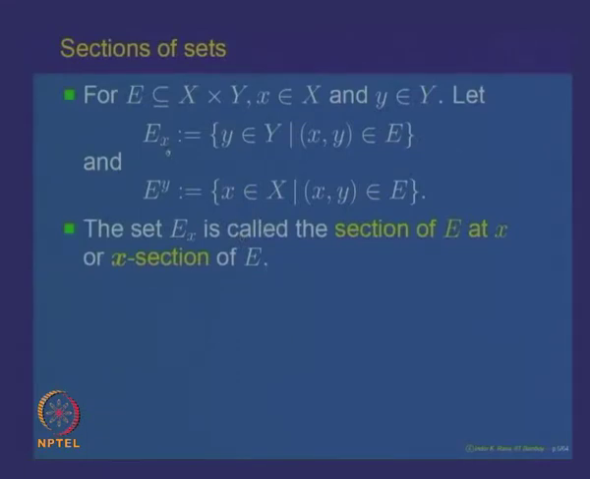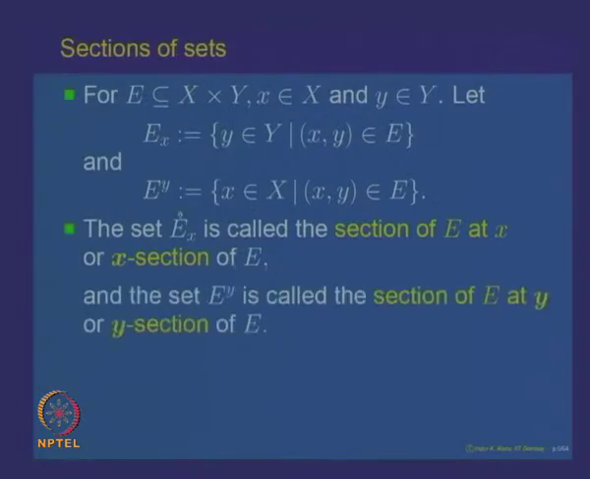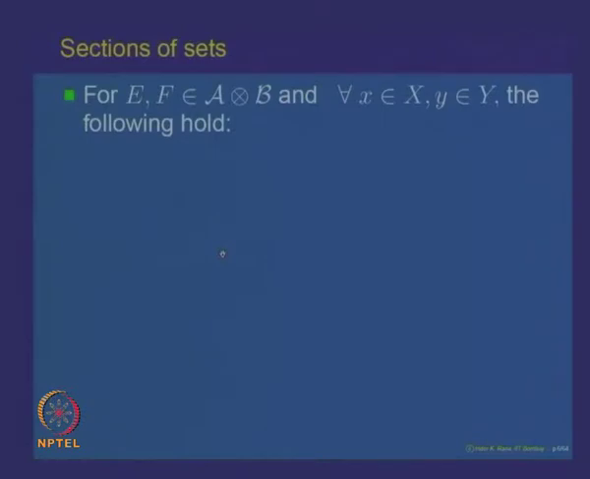E lower x is called the x section of E at the point x, and it is a subset of Y, and similarly the y section of E, or the section of E at y, is a subset of X. That is E upper y. So, the questions we would like to analyze are the following, or we want to claim that the following holds. Let us look at some general properties of these sections.